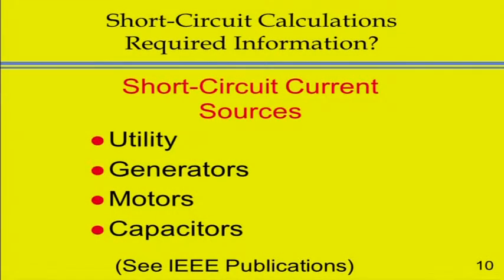Now, the sources of fault current. The utility company supplies power to a facility, your home, for example, through the service entrance that comes into your house. And so there's a certain amount of fault current that comes from the utility company based on the size of their generators. The generators, if you have additional generators on the system, they can supply fault current as well. So those have to be looked at.